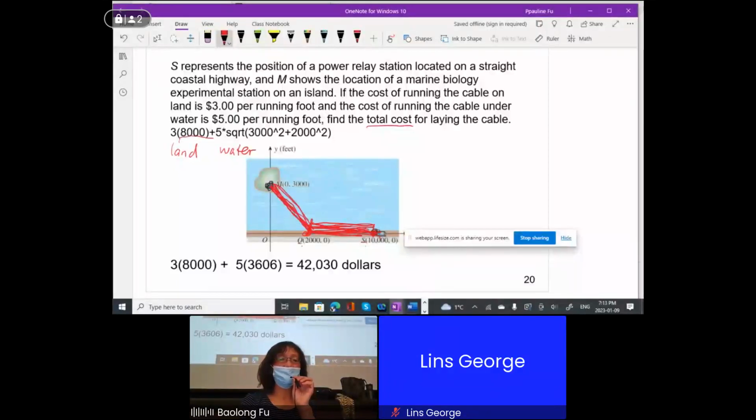That is the length on the land, right? So 1 unit cost for the land is $3. So the cost for the cable on the land is 3 times 8,000, right? Now let's take a look at this part. This is the cable underwater. When the cable is underwater, the cost is $5. And now we need to know what is the distance between M and Q. Any idea? How do we find the distance between M and Q?